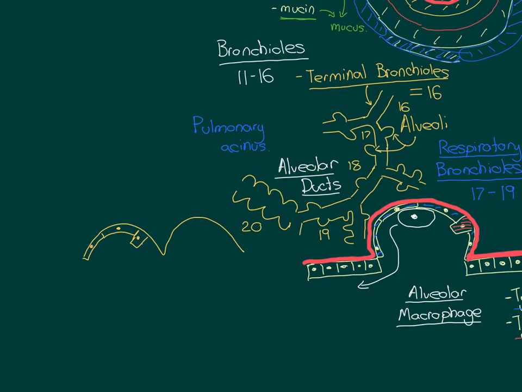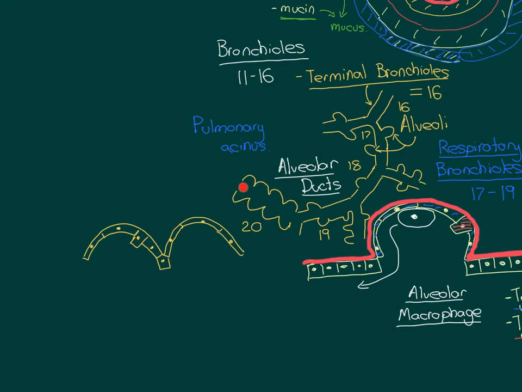Here's a type 2 pneumocyte, here's another type 1 pneumocyte, here's a type 1 pneumocyte, a type 1 pneumocyte, I might just put a type 2 pneumocyte to fill the space there. And here is another type 1 pneumocyte. So this is what the wall of an alveolar duct would look like, just alveolus after alveolus after alveolus. So the alveoli make the alveolar duct.